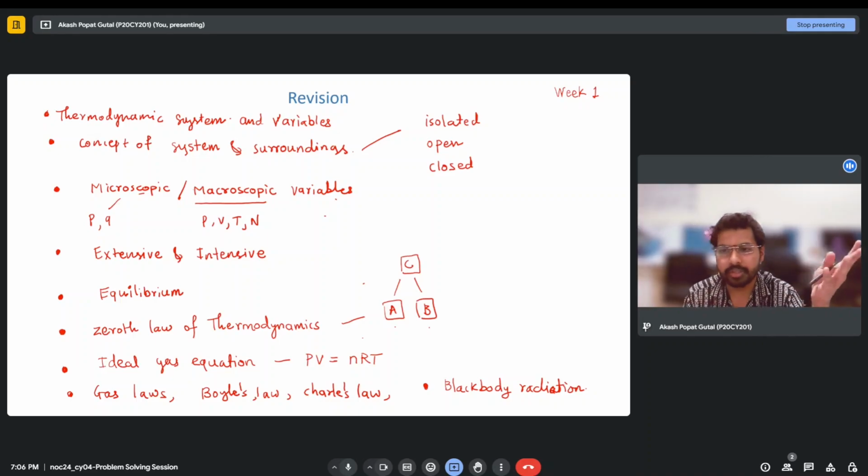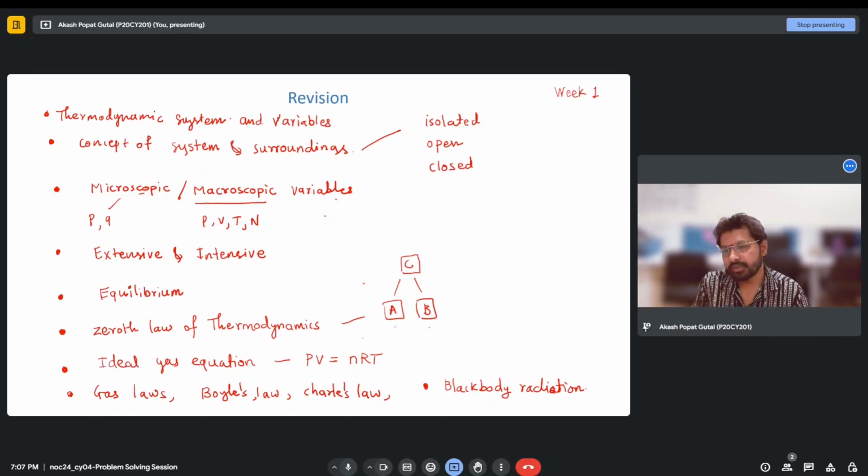So we have seen the microscopic and macroscopic variables, P, Q, PV. PQ means the position and momentum, and PVTN is pressure, volume, temperature, and number. These are macroscopic variables. And extensive and intensive properties. Extensive properties depend upon the quantity of the given system, and intensive properties are those which don't depend upon the quantity or amount of the given system taken.